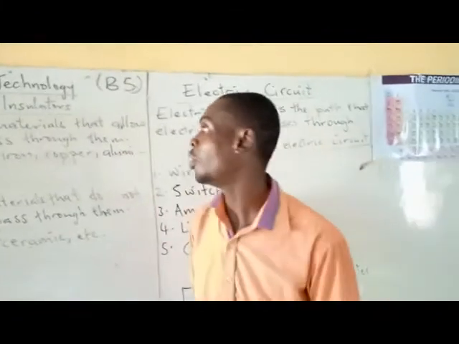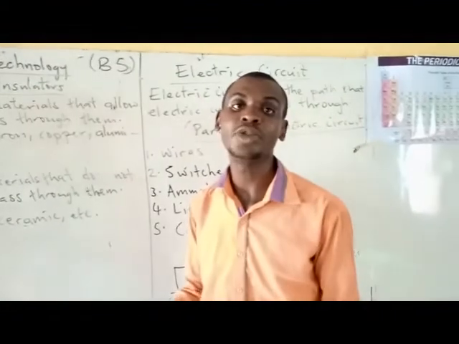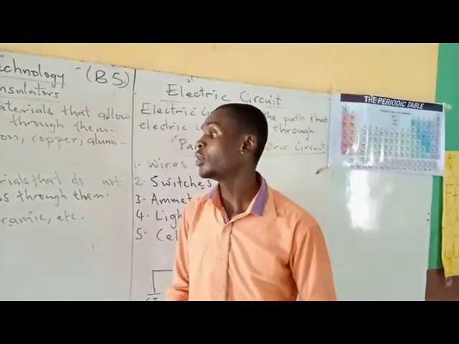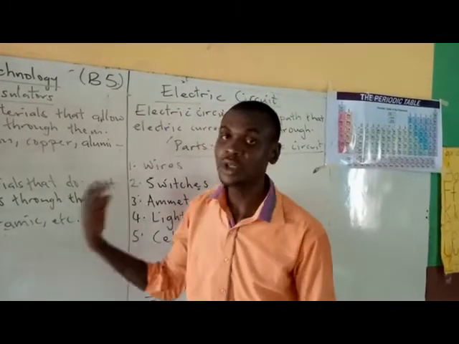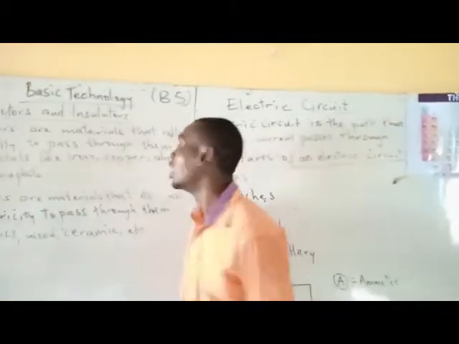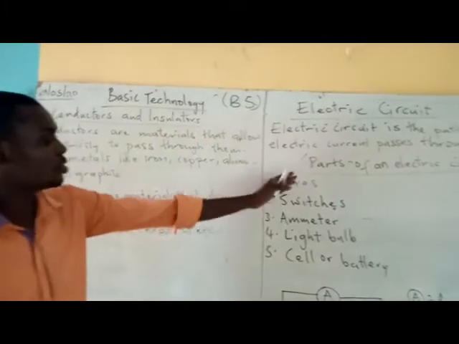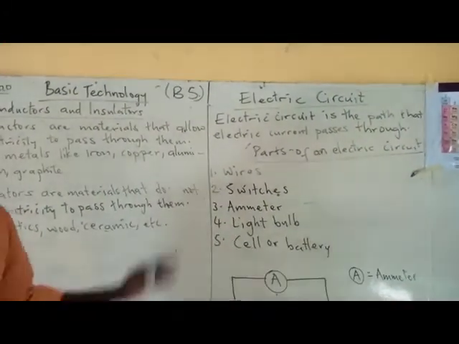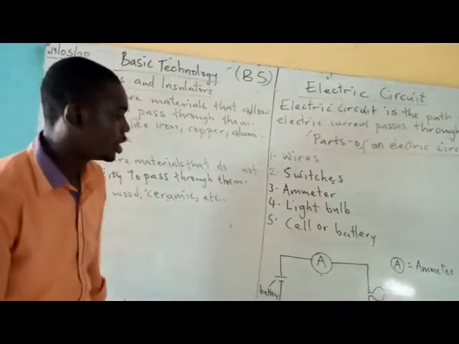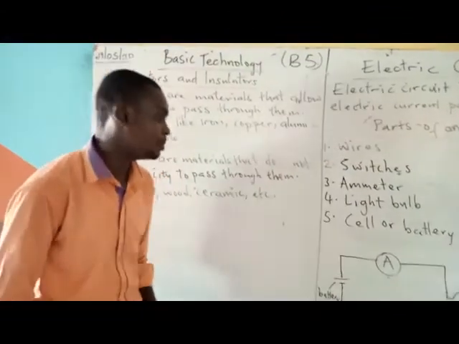A quick recap on what we did today. We talked about basic electricity and how electricity has to do with charges, that there is static and current electricity, and also we saw different ways of producing electricity, and then we looked at electric circuits, how it is the path through which electric current passes, and we saw different parts of electric circuits: wires, switches, ammeter, light bulb, cell, and then we looked at conductors and insulators lastly.